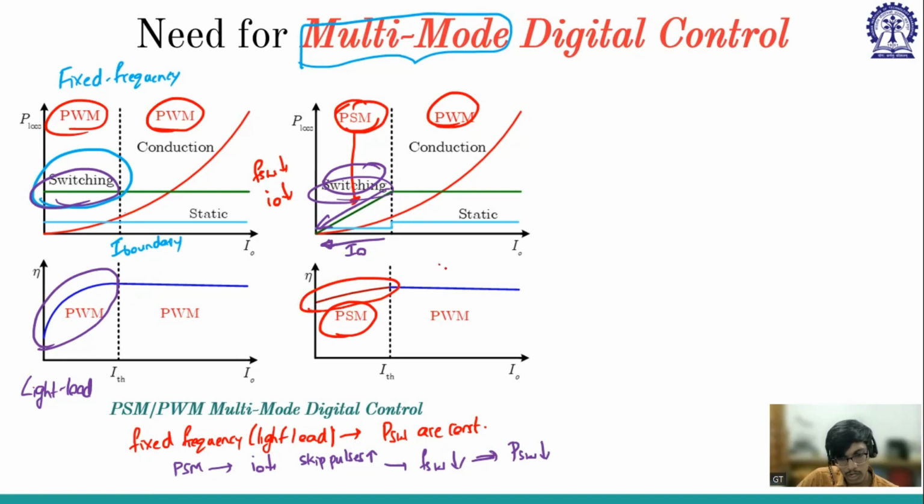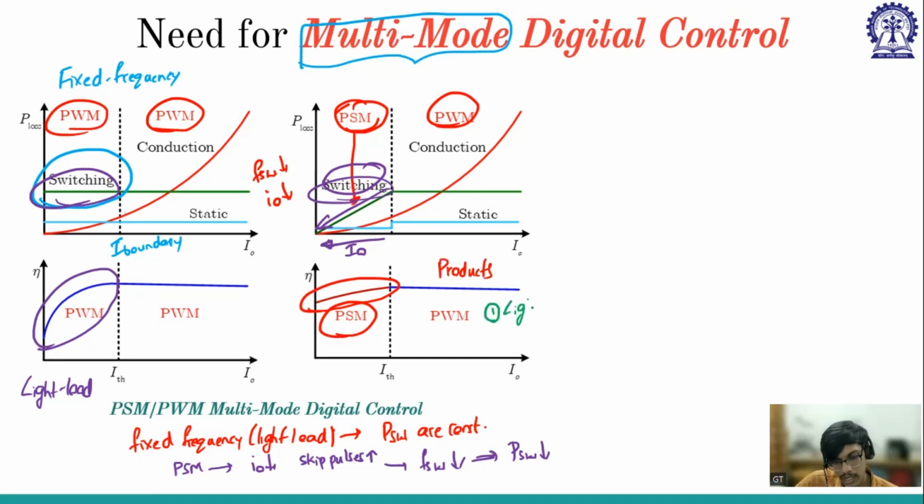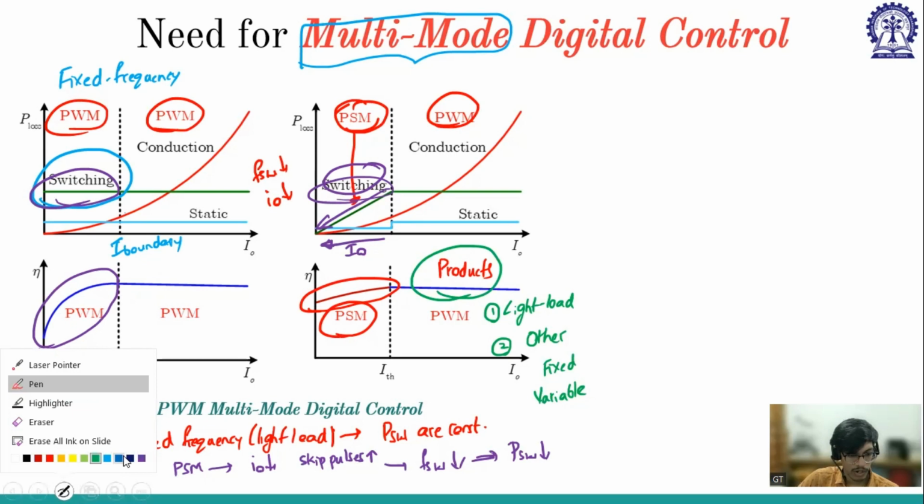And in the case of many products where efficiency matters, they use multi-mode. They have one light load modulation technique, and beyond a certain load current requirement, they operate in another modulation technique, say peak current mode control, fixed frequency, or it could be variable frequency also, depending upon what control technique they're using. So this is the need for multi-mode digital control. Why do we need multi-mode? Because of improving the efficiency, which is the main thing in many of the products.